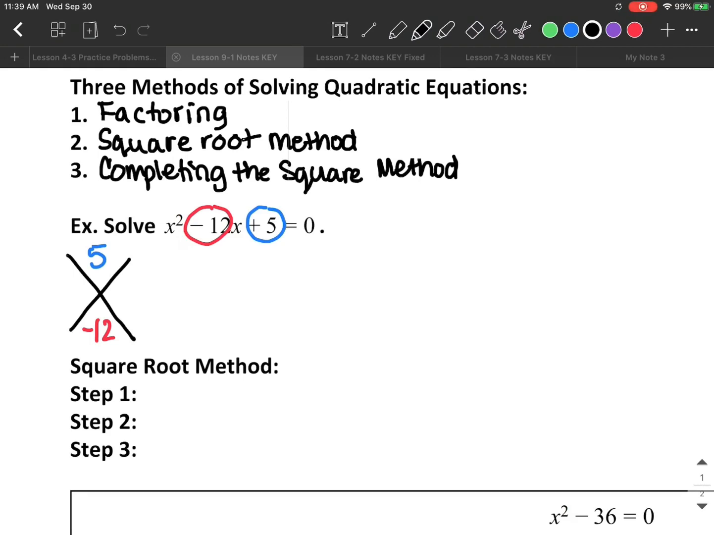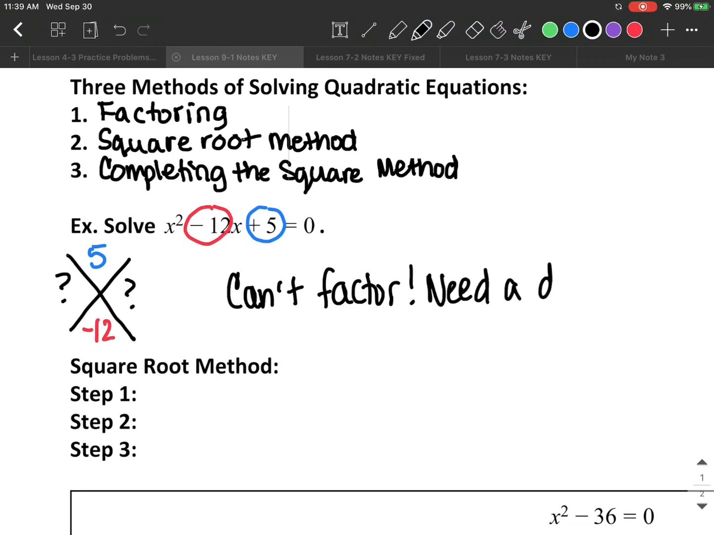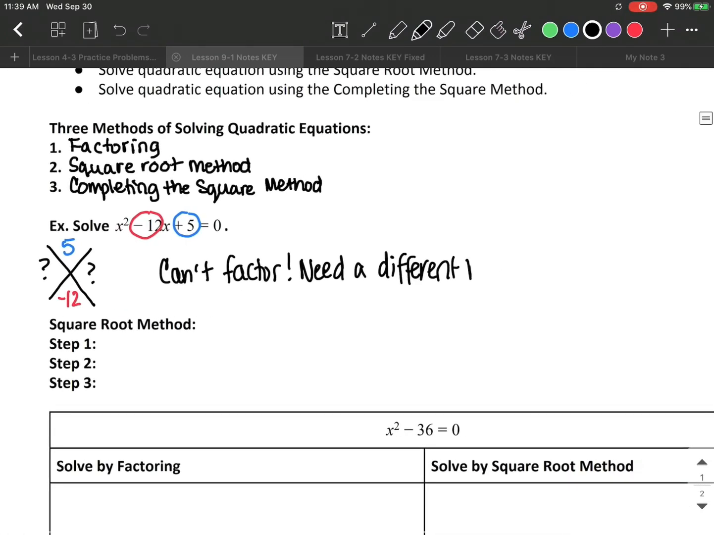The answer is, there is no answer. You can't factor this thing. If you can't do the diamond, that means you can't factor. It's not factorable. So I need a different method, because the factoring method doesn't work.